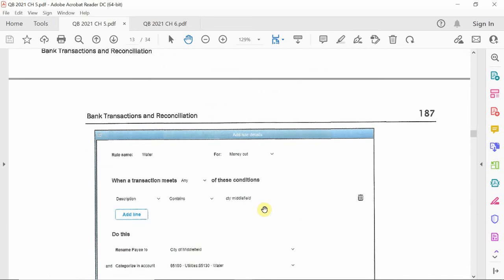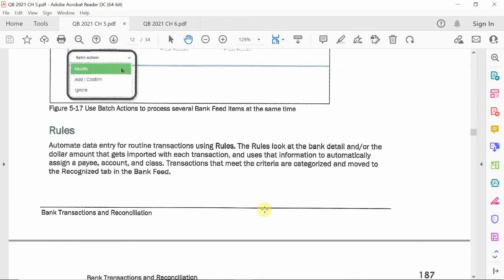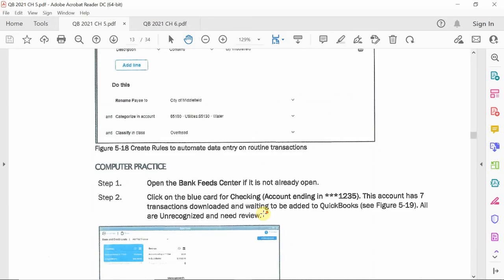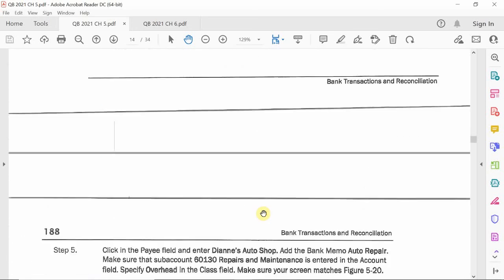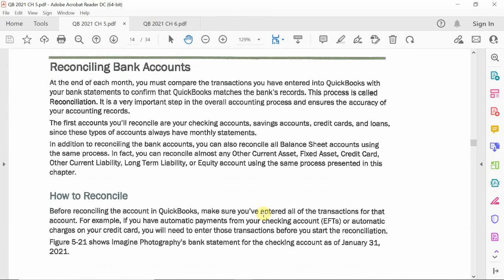So the big portion of this entire chapter is going to be dealing with bank reconciliations. First off, what is a bank reconciliation? A bank reconciliation is a way to ensure that whatever information you put into QuickBooks is going to match the information you receive from your actual bank itself.